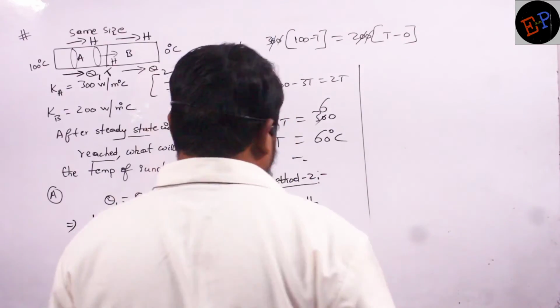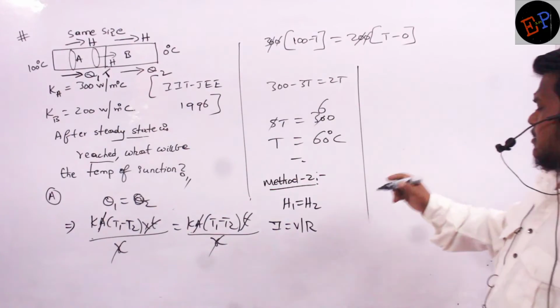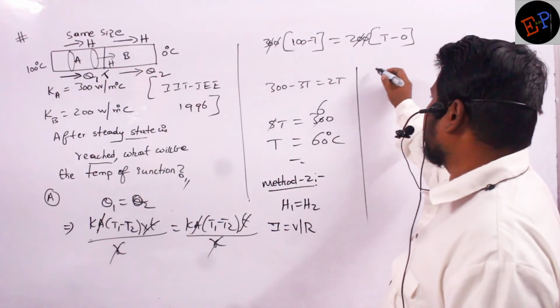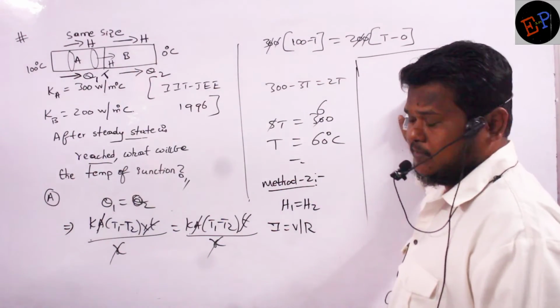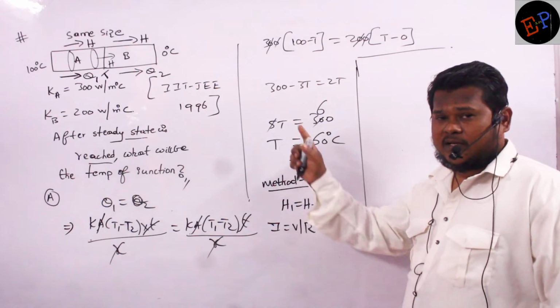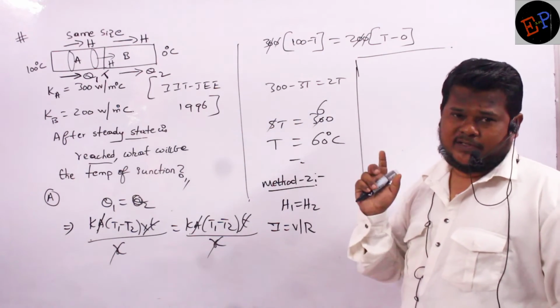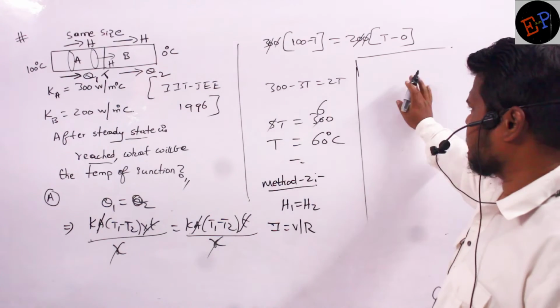In terms of heat current, how can you write it? I is equal to V by R. So V is nothing but temperature difference. Potential difference is analogous to temperature difference. Is it clear? So what is the temperature difference across the first rod?